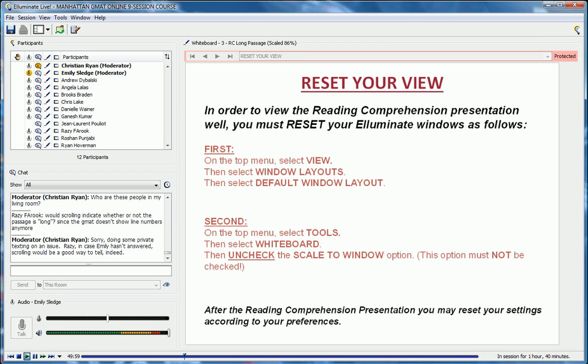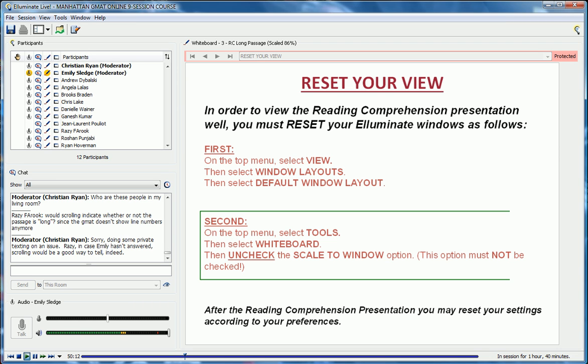In order to see this one on your screen, though, we're going to have to reset our view, because there is going to be scrolling here. And so here are the instructions. The second one is the most important. Making sure that we're not scaled to the window is important. And when you've got these set up, give us a green check to let us know you're ready.